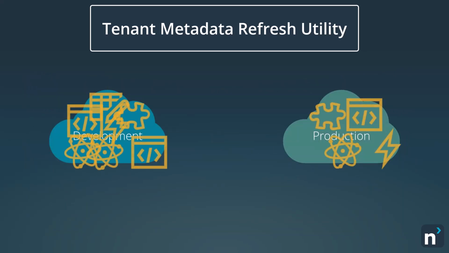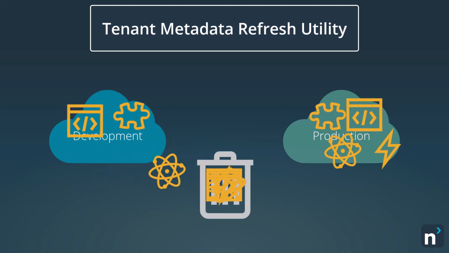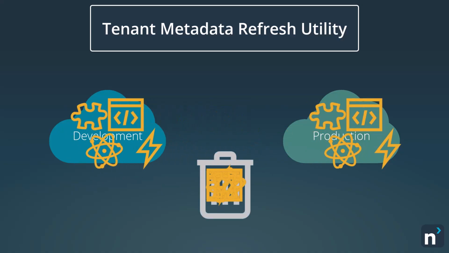A common use case is when your development environment has drifted too far from production, and you want to delete all the metadata and replace it with a replica of the production environment. In this situation, use the Tenant Metadata Refresh Utility to overwrite the metadata in your development environment with the production metadata. This action is permanent. Once the refresh is complete, you cannot recover the original development metadata.